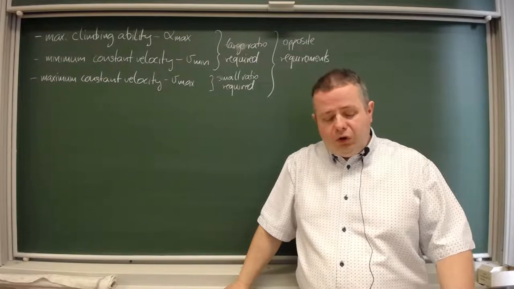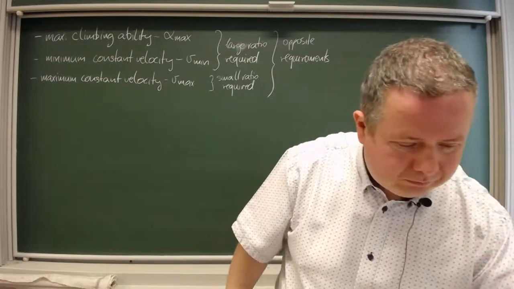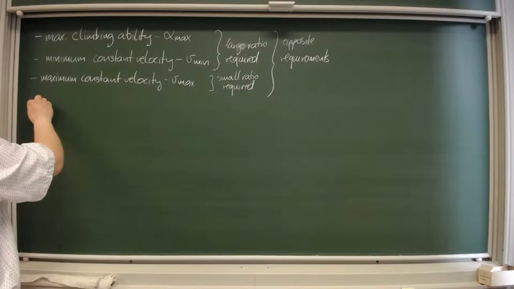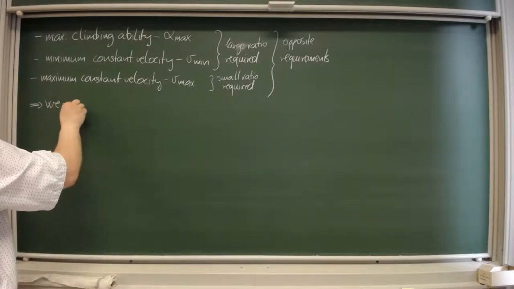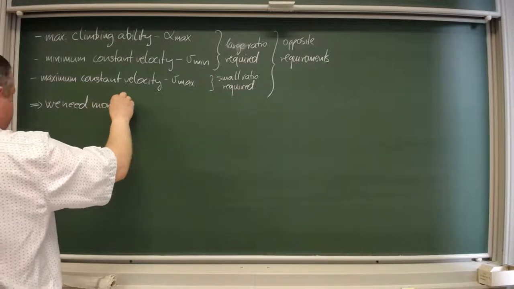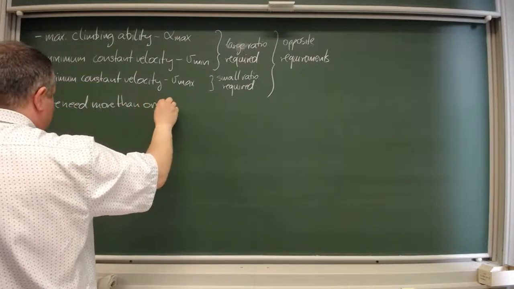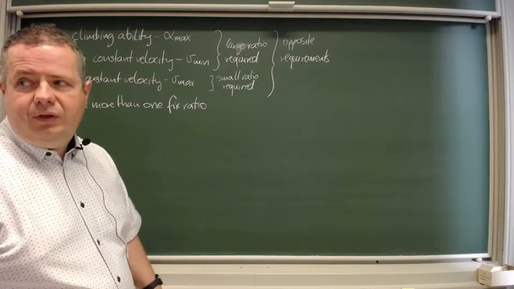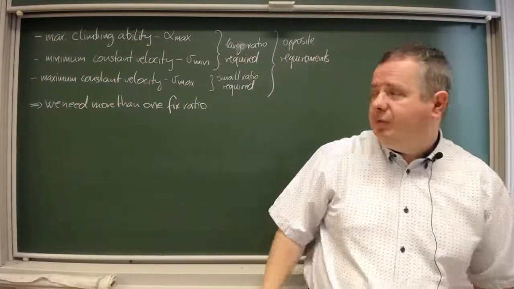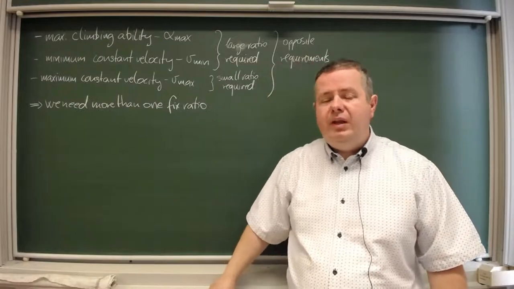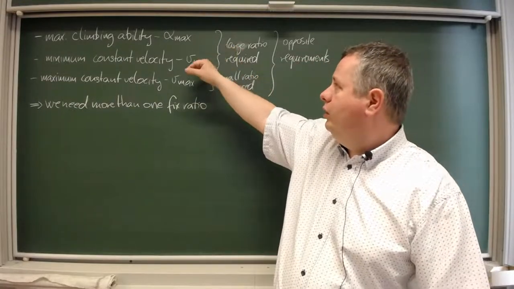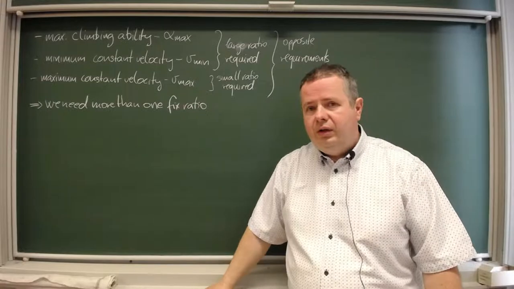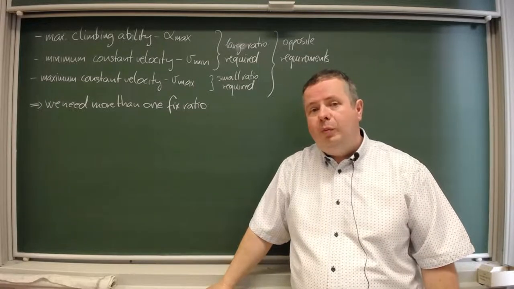So usually, to overcome this, we need more than one fixed ratio. Okay, this is easy like that. If we accept that we need more than one, then we are free to choose one large ratio for going slowly or going uphill, and we can choose one small ratio when we are going at the required top speed for a long time.